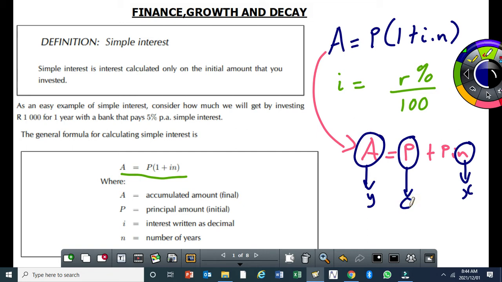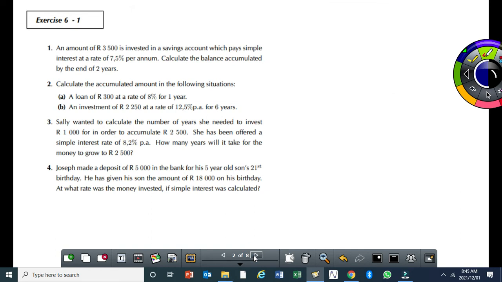Okay? So this equation is actually a linear function of the form y equals mx plus c, where the y-intercept is the principal amount, okay, or the amount which was borrowed or invested. The x or the independent variable is going to be n, and the dependent variable will be the accumulated amount. All right, so make sure you're aware of it. Right, let's go to some examples.